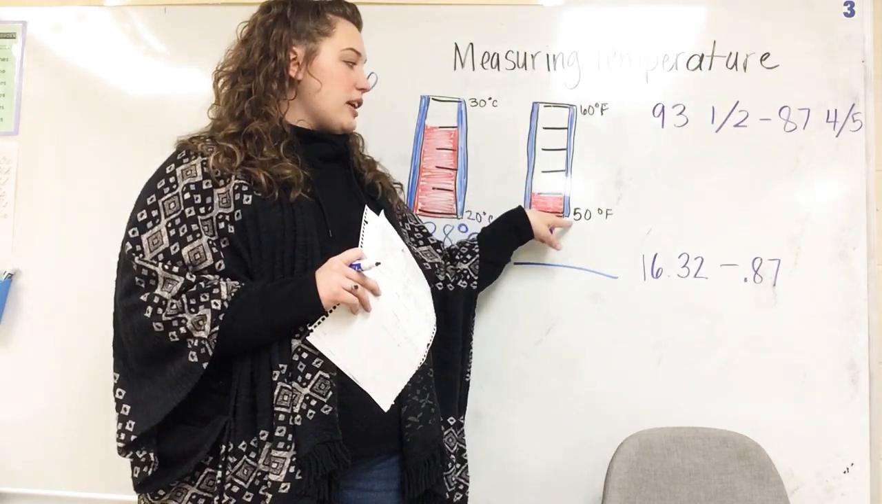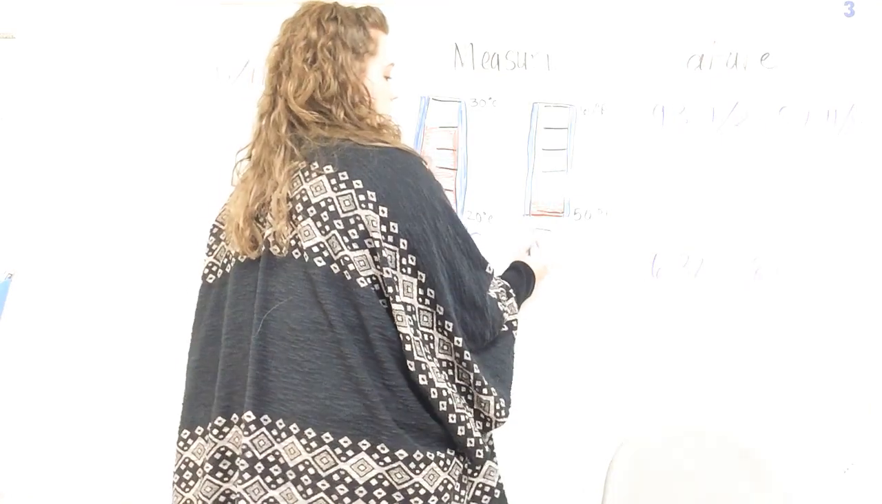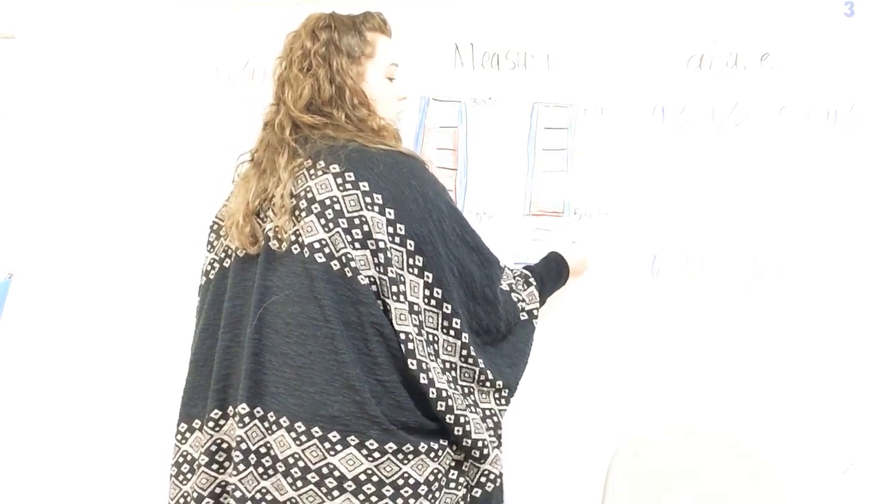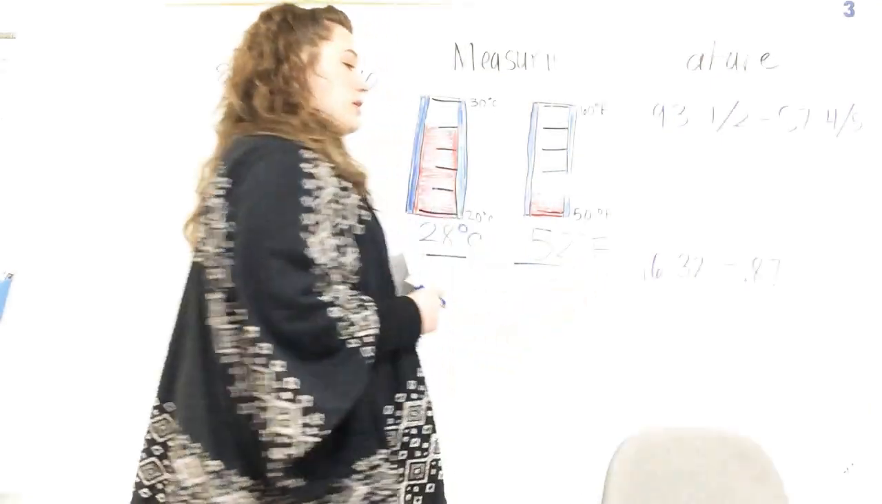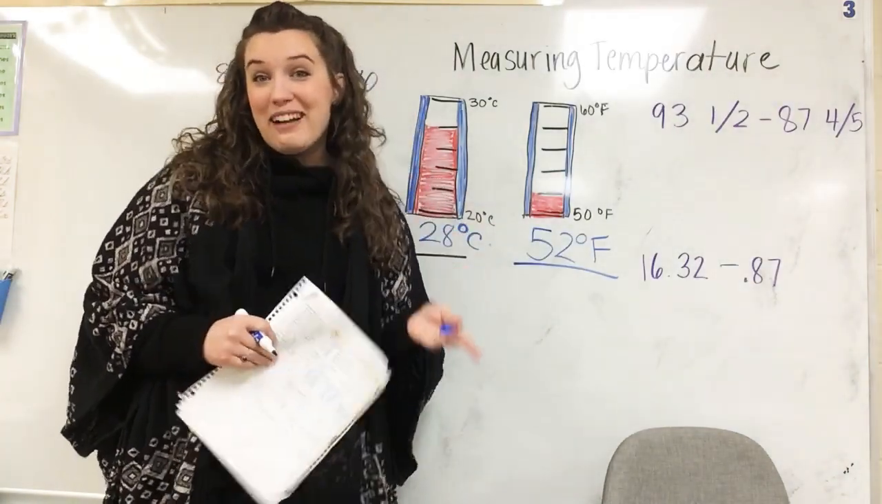So what's this going to be? We're starting at 50. Add 2, 52 degrees Fahrenheit. I would say, well, don't forget your capital F. So you draw your little circle, capital F. I would say that that's the type of weather we're having right now.